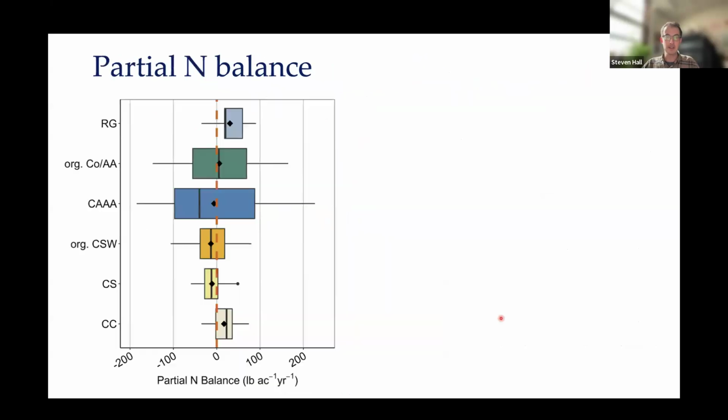Okay, so how does this play out? So again, I'm going to show you these results from the partial nitrogen balance and then combine this with what we measured in the soil. So remember I mentioned before, in the case of these rotationally grazed pastures, we actually saw a slightly positive partial nitrogen balance, scratching our heads a little bit. So where is this nitrogen going?